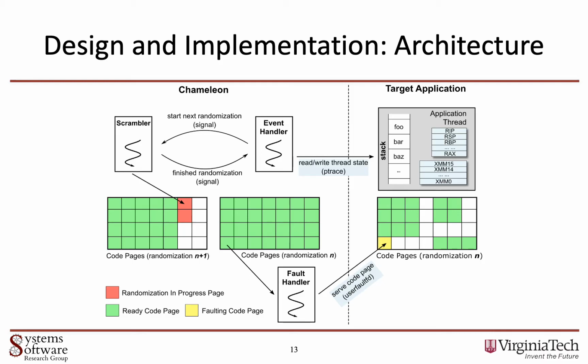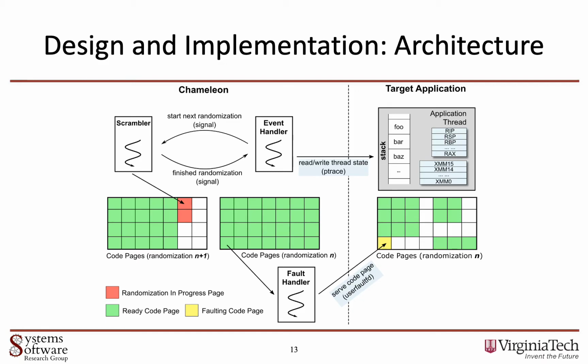The event handler is responsible for interacting with the target application. It interacts with the target application through the ptrace interface and reads and writes that thread's state. It also receives signals about the target application, such as fork or clone events or signals inside the target.